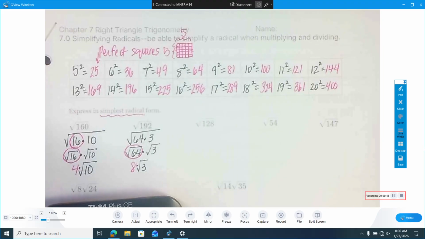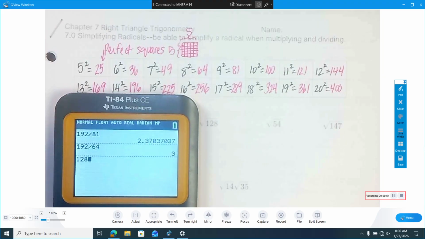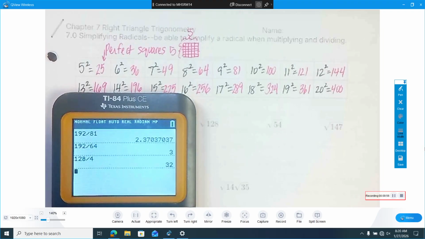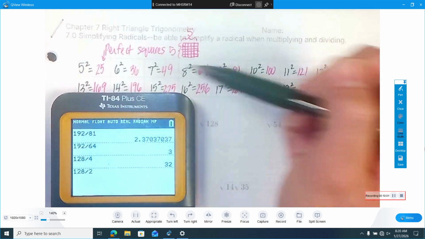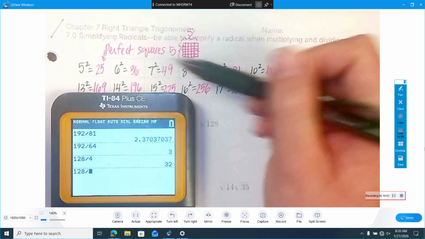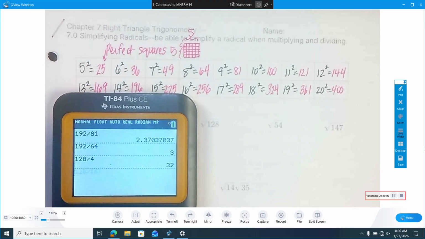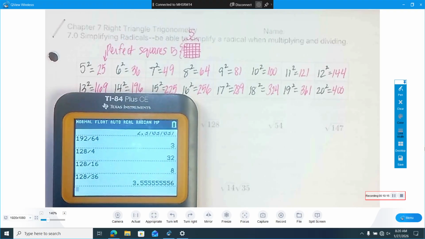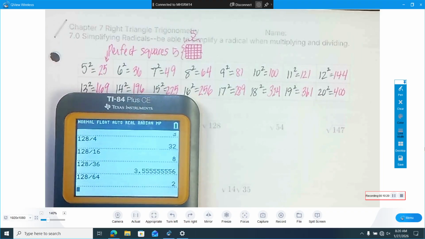How do we break that down? Divided by 2. 128. Maybe I should divide by 4, just because 4 is a perfect square. 4 times 32. Let me see if there's something bigger. 64 would be a perfect square. 8 is not a perfect square. 16 is a good one, though. Oh, I think I can go even bigger. 128 divided by 36? No. 128 divided by 64? Ooh, that's the biggest.